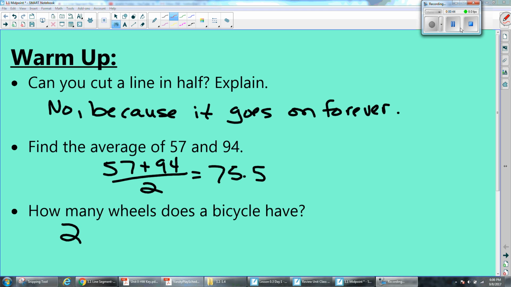How many wheels does a bicycle have? Well, that's 2, so this prefix "bi" here means 2, and we'll be using that in a little bit.